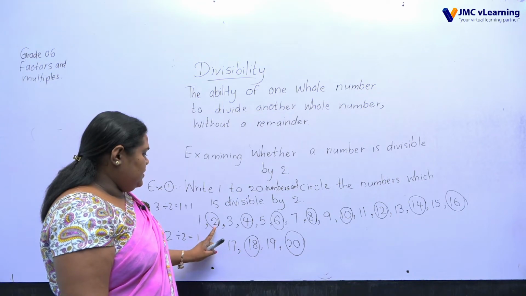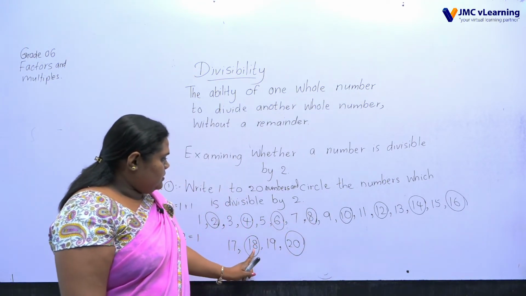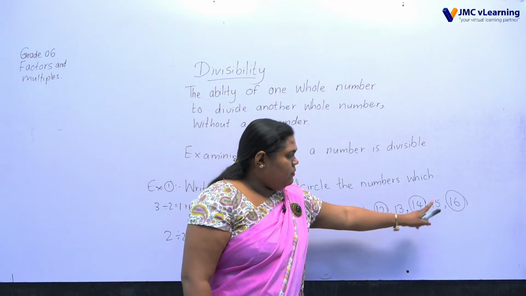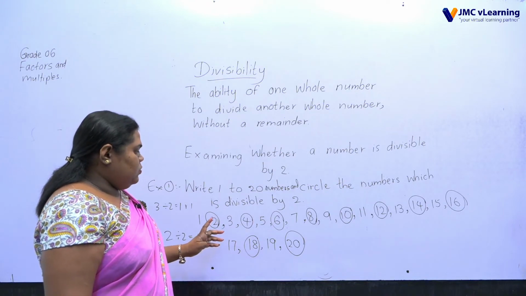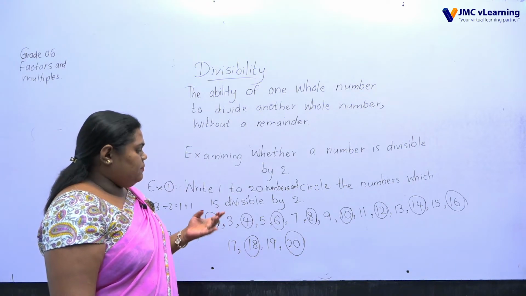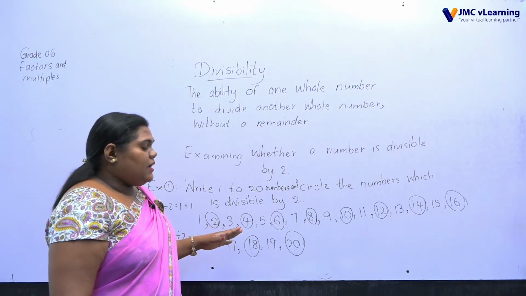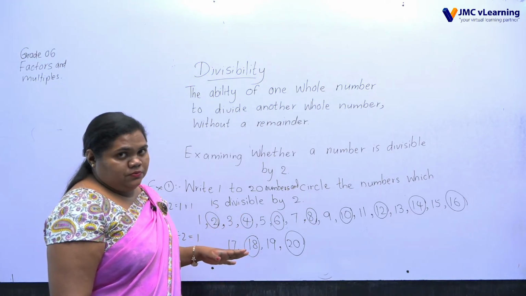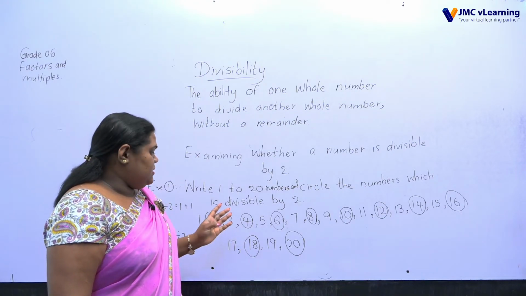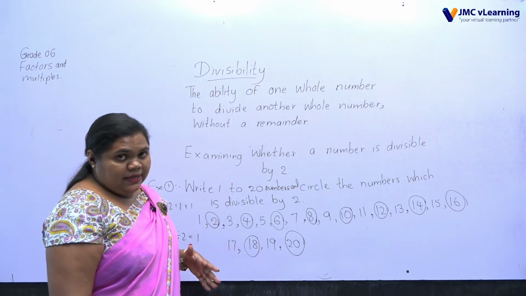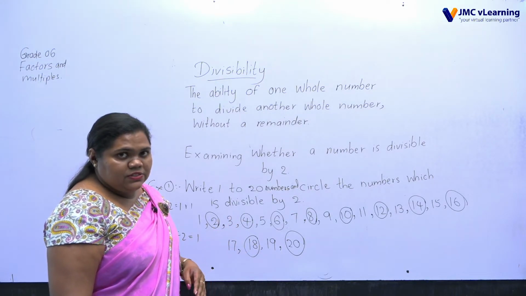The ones place digit is 2, 4, 6, 8. See, here also the same 8, 2, 4, 6. And 0 also is there, no? It means if the last digit is 0, 2, 4, 6 or 8, that number is divisible by 2. Okay. It means if the ones digit is 0, 2, 4, 6 or 8, that number is divisible by 2. Okay, children.